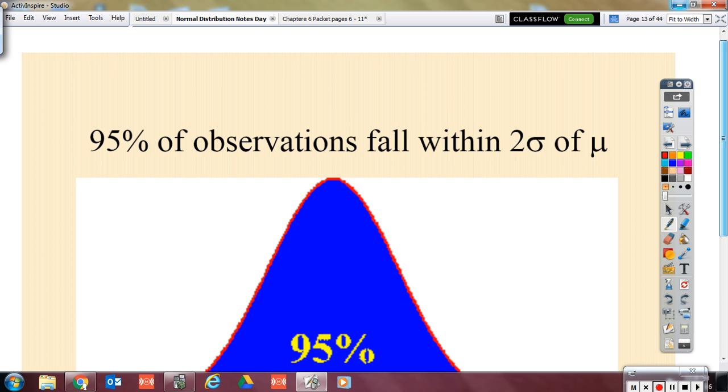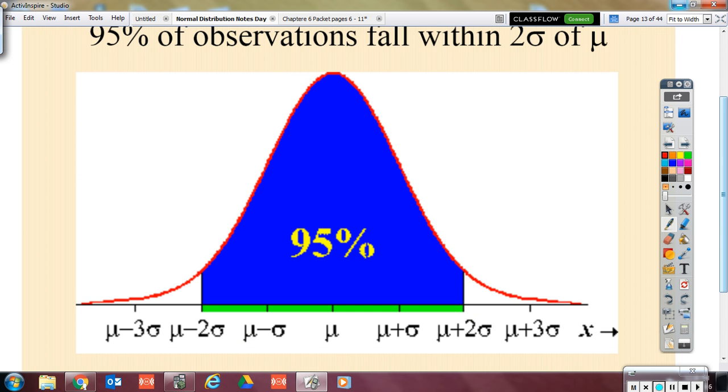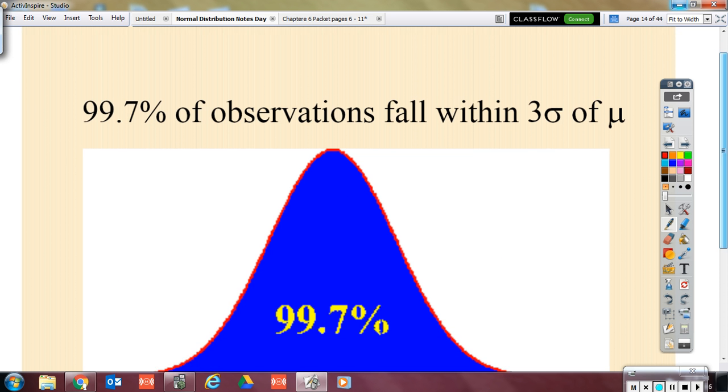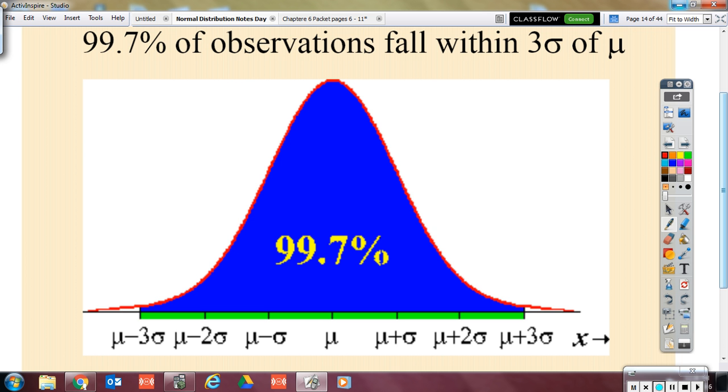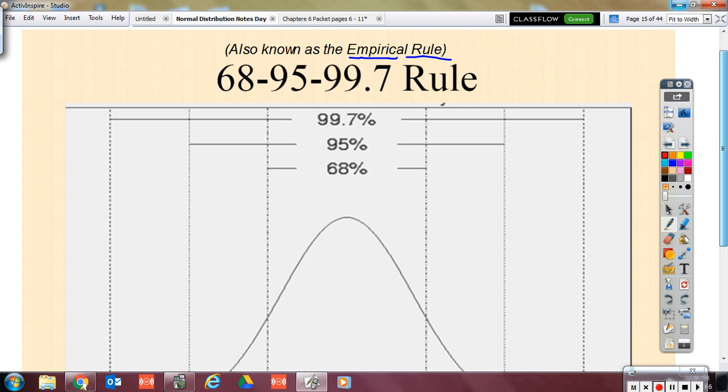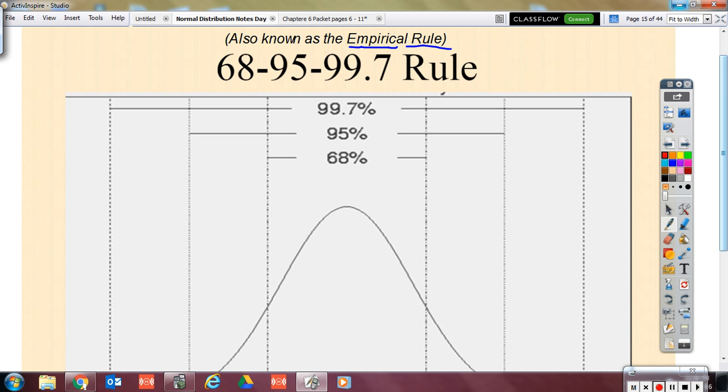Next, 95% falls within 2 standard deviations. And again, this comes from that function that the calculus calculated for us. And 99.7% of observations fall within 3 standard deviations. Okay, so that is known as the 68, 95, 99.7 rule. Imagine that. That's so creative. I would imagine they keep it that way so that it reinforces those numbers, so you keep remembering what they are: 68, 95, 99.7.